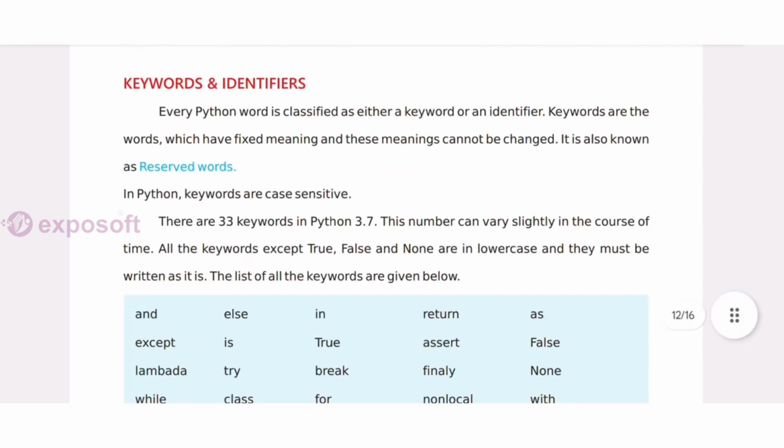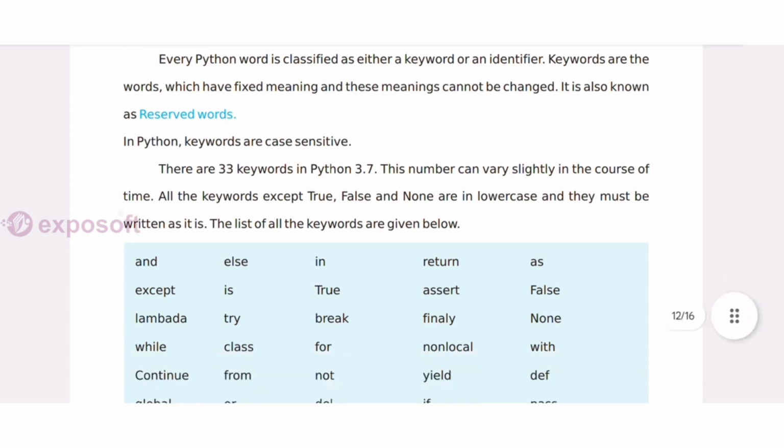Keywords and identifiers. Every Python word is classified as either a keyword or an identifier. Keywords are the words which have a fixed meaning and these meanings cannot be changed. They are also known as reserved words. In Python, keywords are case sensitive. There are 33 keywords in Python.